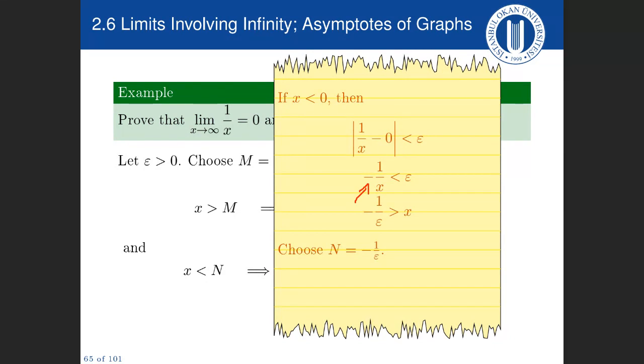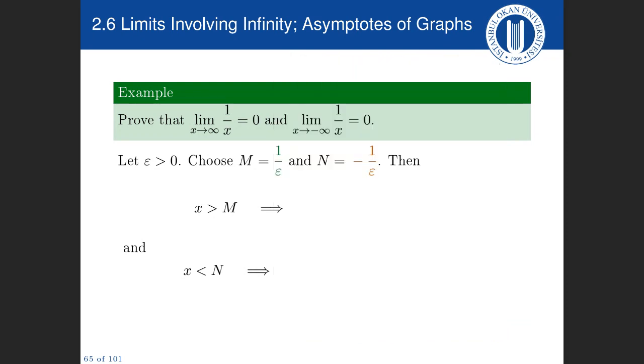Let me just note here that to go from minus 1 over x is less than epsilon to minus 1 over epsilon greater than x, we need to multiply both sides by x. But x is a negative number. When we multiply both sides of an inequality by a negative number, we change the sign. Less than changes to greater than if you multiply by a negative number. As soon as we've done that, we can see that capital N must be minus 1 over epsilon.